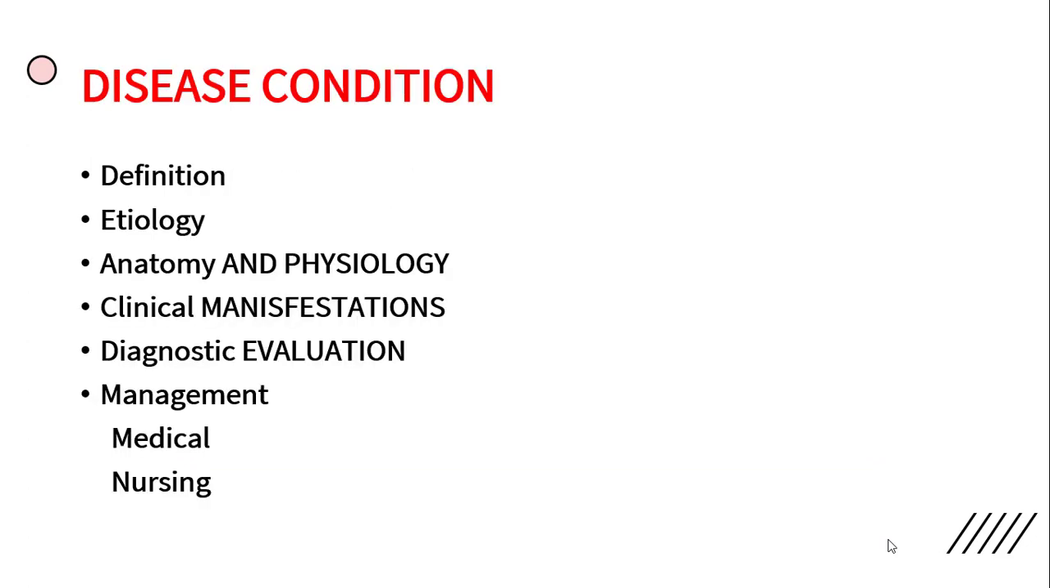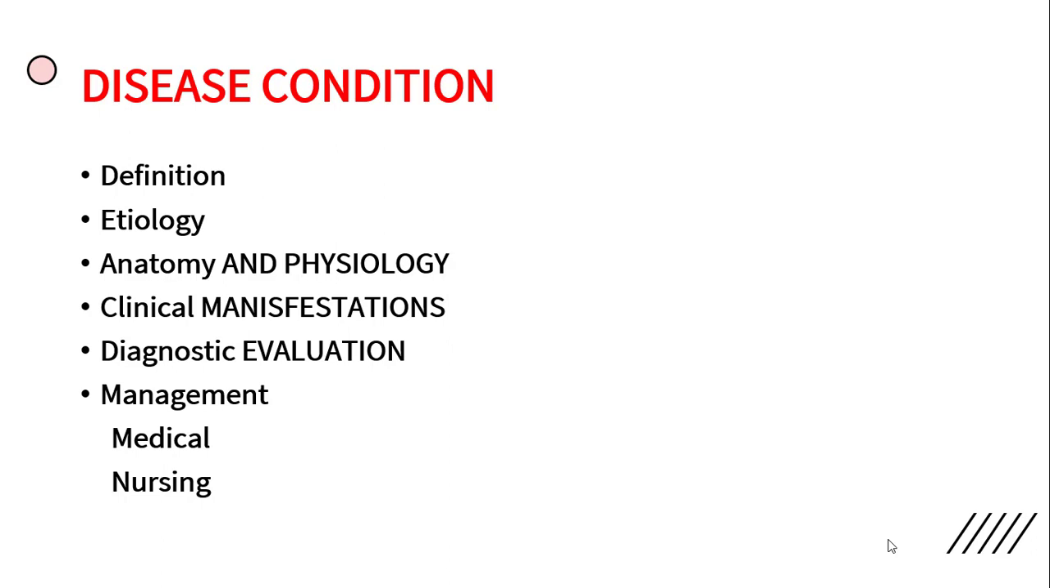Next heading is disease condition. Under disease condition, you have to write definition of your disease condition, etiology of your disease condition, anatomy and physiology. For anatomy and physiology, only a brief explanation is needed. You need not explain in detail the anatomy and physiology of the particular organ. If it is brain, then a brief explanation of the anatomy and physiology of brain. Then clinical manifestation of the condition, diagnostic evaluation of the condition, and at last management. Management must include medical management and nursing management. So this many things you have to write under disease condition.